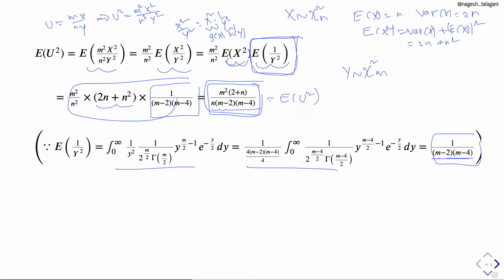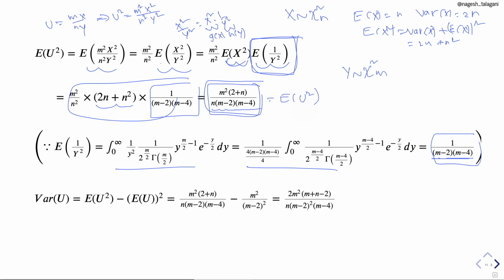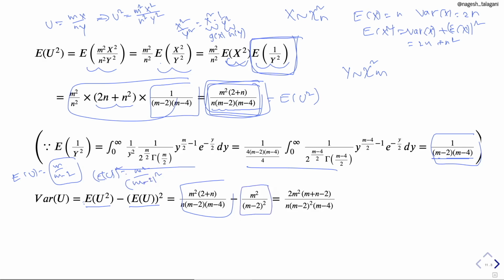Now we are in a position to calculate the variance of u. The variance of u is going to be the expectation of u square minus the expectation of u whole square. We already got the expectation of u as m by m minus 2. The expectation of u square we just got: m square times 2 plus n by n times m minus 2 times m minus 4. And the expectation of u whole square is going to be m square by m minus 2 whole square.